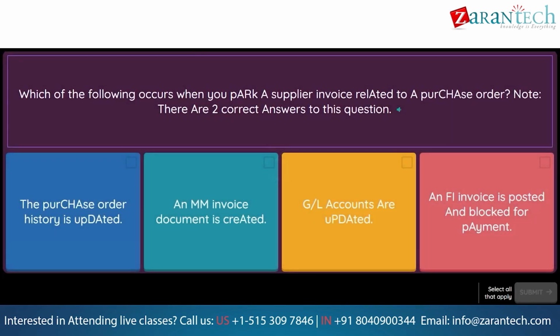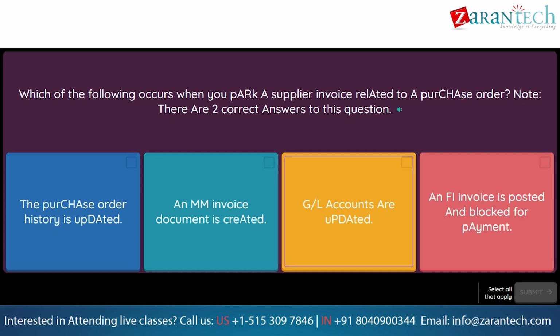Question: which of the following occurs when you park a supplier invoice related to a purchase order? Note: there are two correct answers to this question. Option 1: the purchase order history is updated. Option 2: an invoice document is created. Option 3: G/L accounts are updated. Option 4: an FI invoice is posted and blocked for payment.